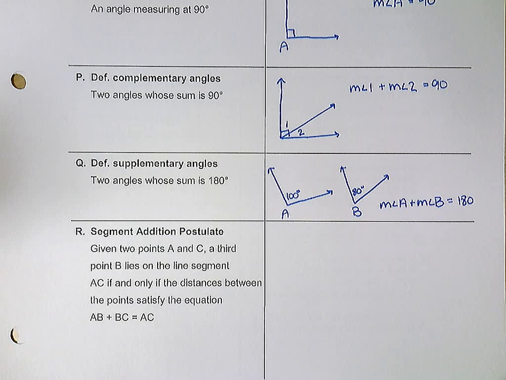Definition of supplementary angles is different than the supplement theorem. We went over the supplement theorem on the previous page. Those ones have to form a straight line. They have to be a linear pair. To use the definition of supplementary angles, they do not have to form that straight line. It's just two angles that add to 180. Does that make sense? Those two properties are different. Supplement theorem and definition of supplementary angles are different.